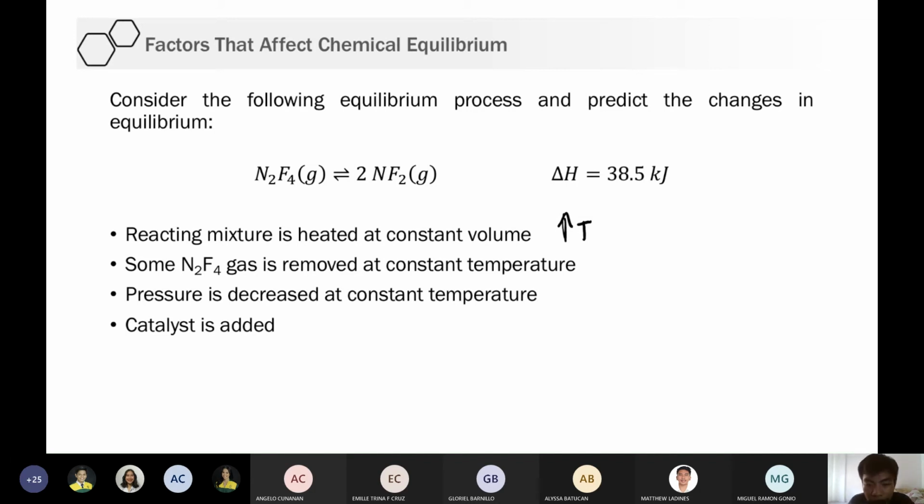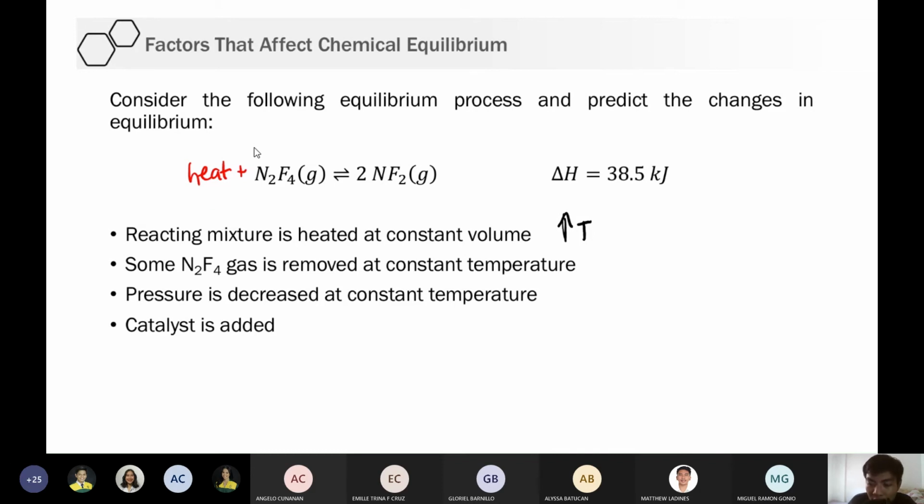Check mo muna kung endo yan or exo. Look at the delta H. Ano sign niya? That's positive. Okay, so positive yung delta H, so that is endothermic. So ibig sabihin nun, you have to imagine that heat is a reactant. So if heat is a reactant, tas tinaasan mo yung temperature, ibig sabihin nun, dadami yung reactants mo.